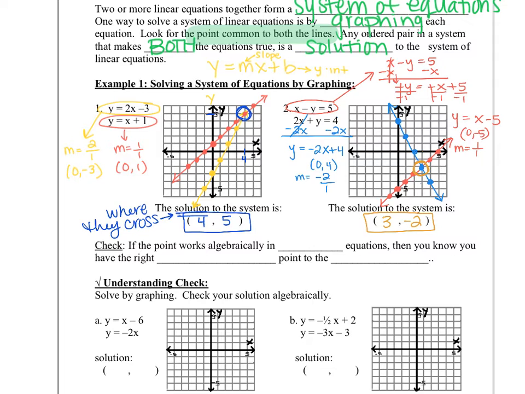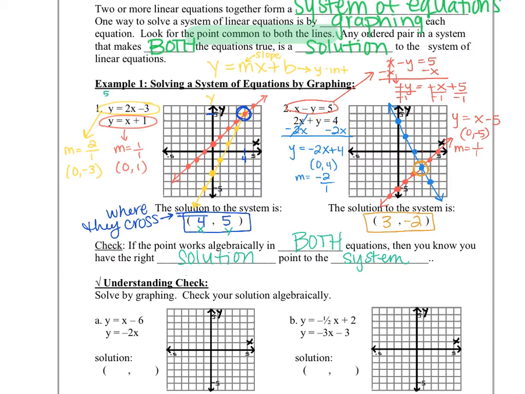So if you wanted to check these 2 points algebraically, all you have to do is plug them in to the original equation. So if a point works algebraically in both, remember it has to work in both equations, then you know that you have the right solution point to the system. So we're just going to take one of them real quick. Let's take the 4 and the 5. Remember, this is x and this is y. So if we plug it into both of these equations, it should, in fact, work.